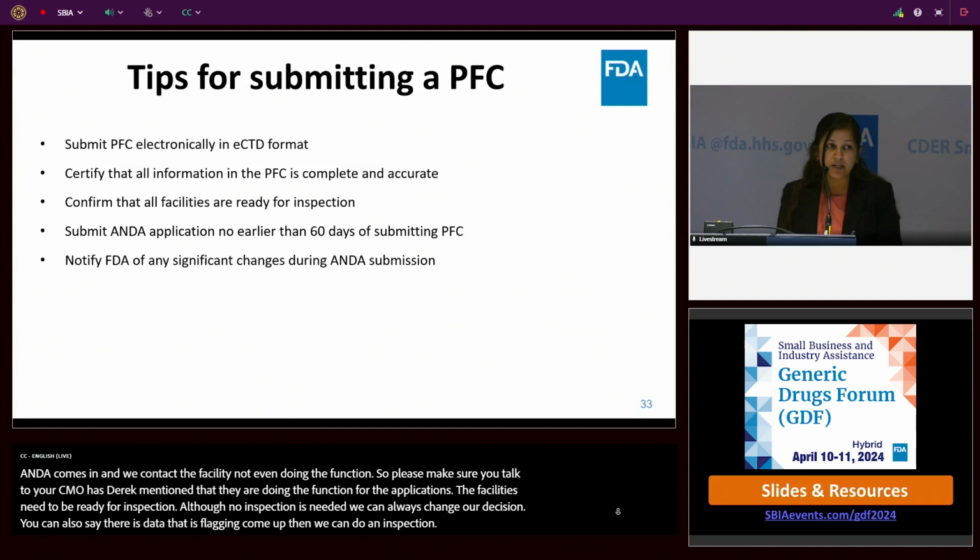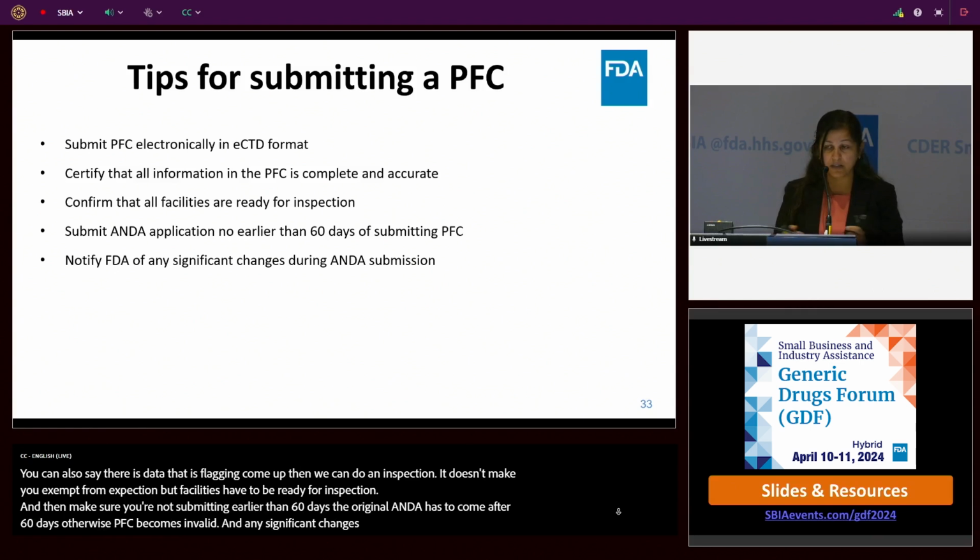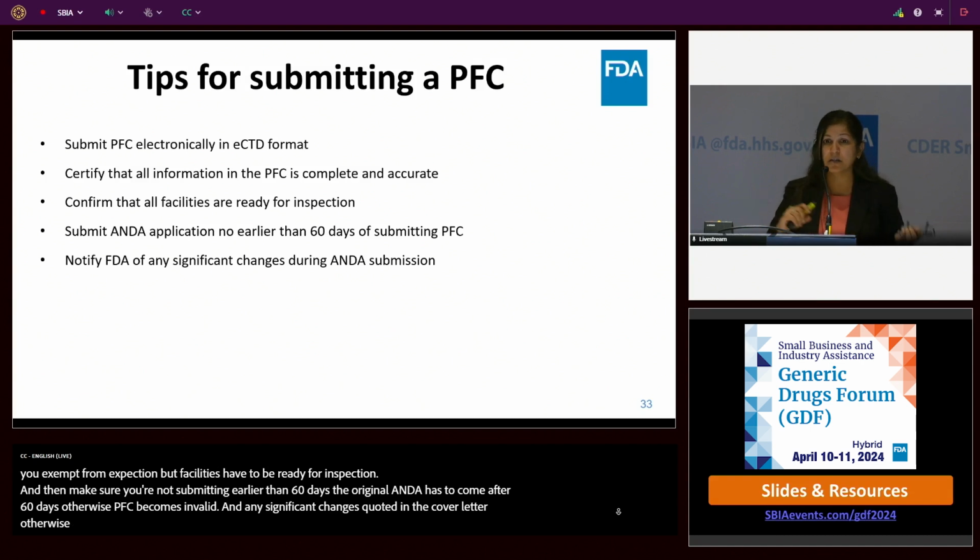And then make sure that you're not submitting earlier than 60 days. The original ANDA has to come after 60 days. Otherwise, the PFC becomes invalid. And any significant changes, put them in the cover letter. Otherwise, it becomes a nightmare for reviewers to skim through what came in the PFC and compare it with your original application. So make sure if there are significant changes that you highlight them in the cover letter.